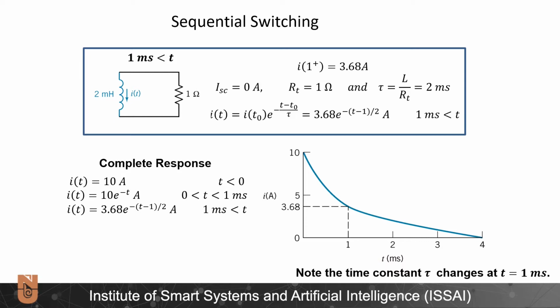So what did we do? We just solved all of those different time intervals one by one, starting with the earliest time interval, and then used the final value of the current for each interval as the initial condition for the next interval. And we used the regular circuit analysis tools for electrical circuits.